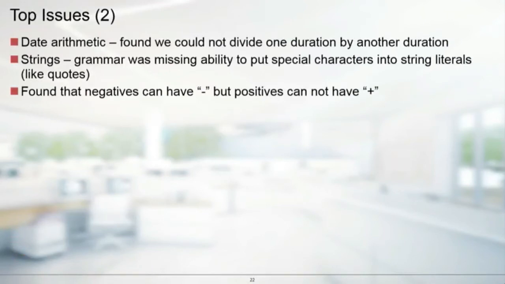Oh, we found some problems with the date arithmetic and went through there. We found that you couldn't divide a duration by another duration. Seems like the kind of thing you'd want to do. It looked like a spec oversight. Submitted that back to the RTF and said, hey, please address this.